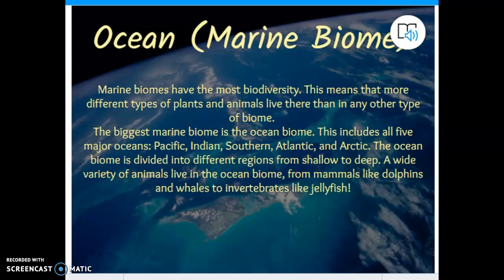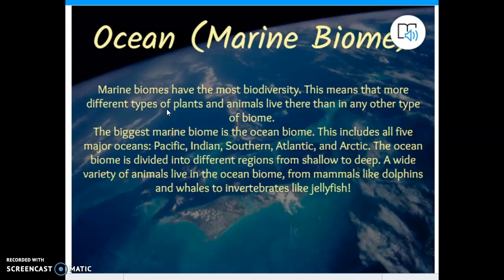Marine biomes have the most biodiversity. Now we got to think about this word here, biodiversity. Number one, we know that bio means life. So we remember studying bio, and that means life. Now, diversity. Diversity means to have a variety of something. More than one thing, you have a variety. So if you have a variety of life, meaning marine biomes have the most biodiversity, meaning they have the most types of living things in the oceans. They have more types of plants and animals combined than anywhere else on the earth.